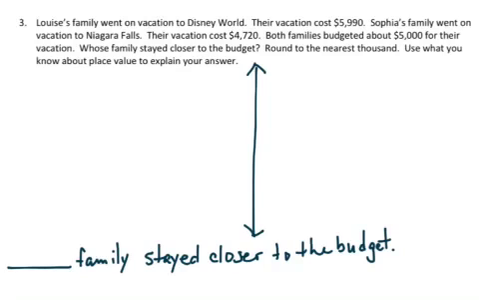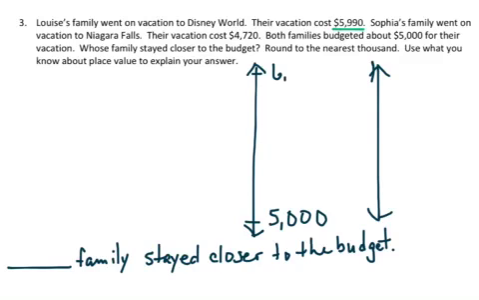And I'm actually going to do it for both here. And I'm going to actually do it in green. The family that went to Disney World, it was 5,990. So is that closer to 5,000? Or is it closer to 6,000 because it falls between those two numbers? My midpoint is 5,500. Okay, so when I'm looking at 5,990, it actually falls up here. So it's really closer to $6,000.